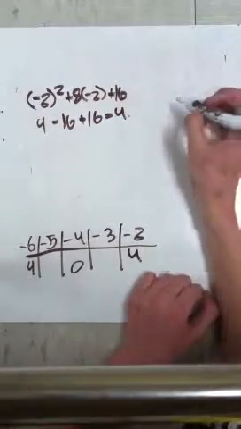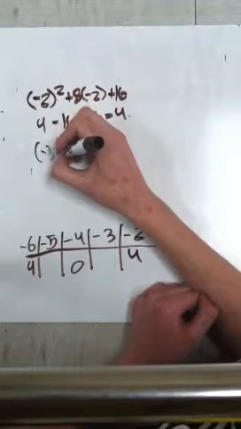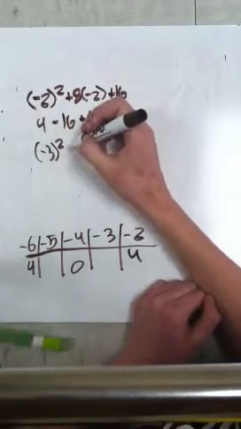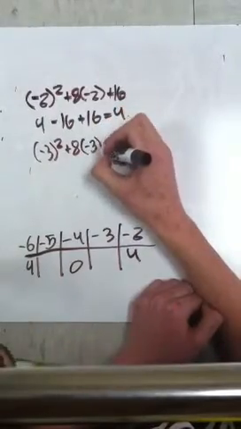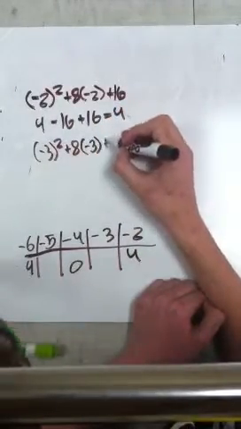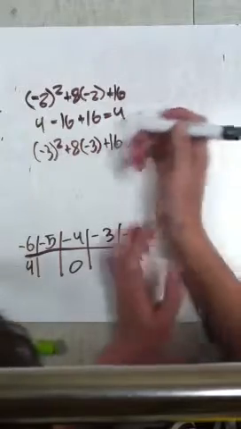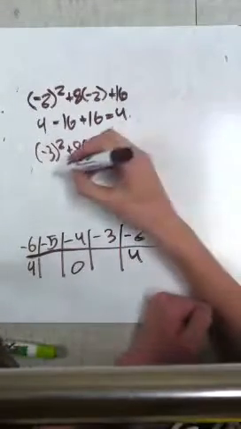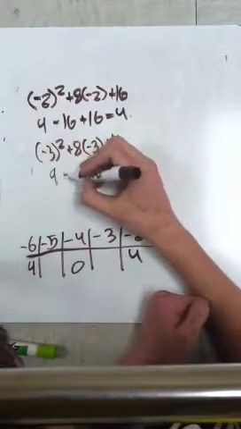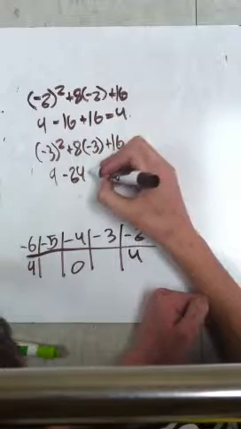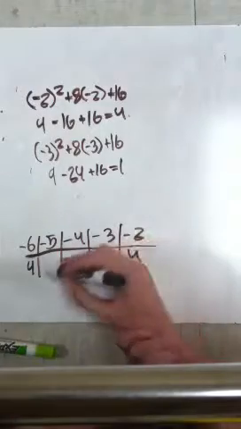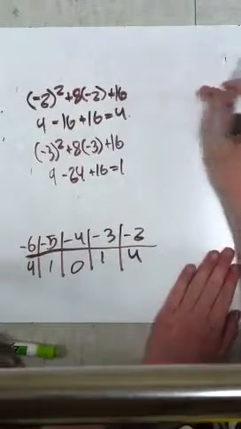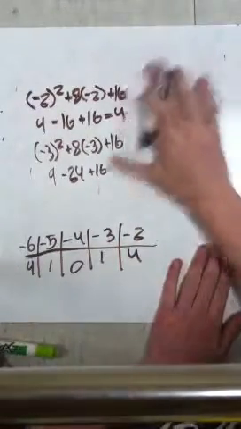And then we're going to use negative 3. So negative 3 squared plus 8 times negative 3 plus 16. And that equals 9 minus 24 plus 16 equals 1. And so for negative 3 and negative 5, the y values are going to be 1.